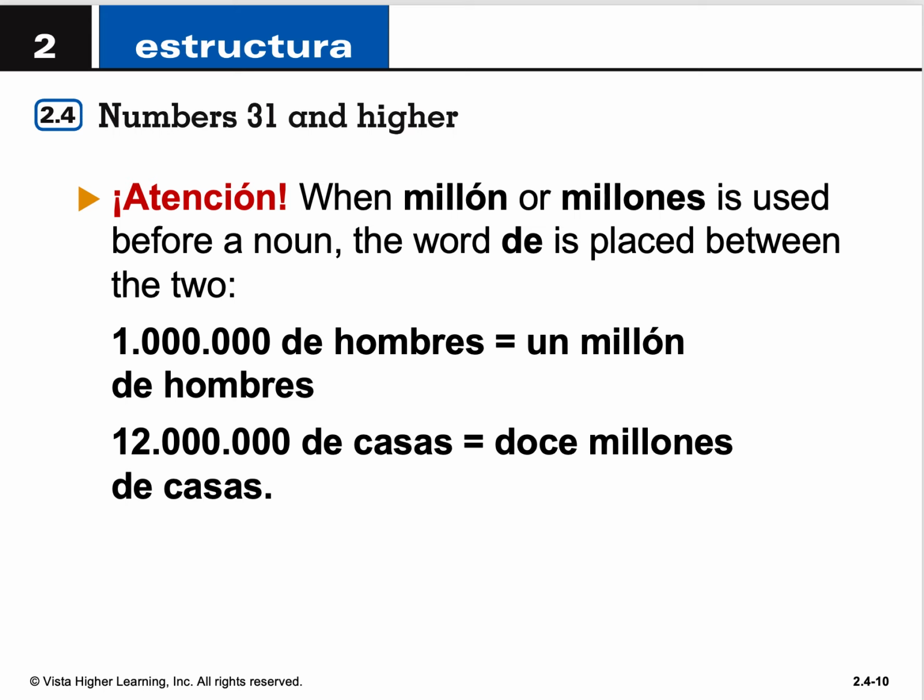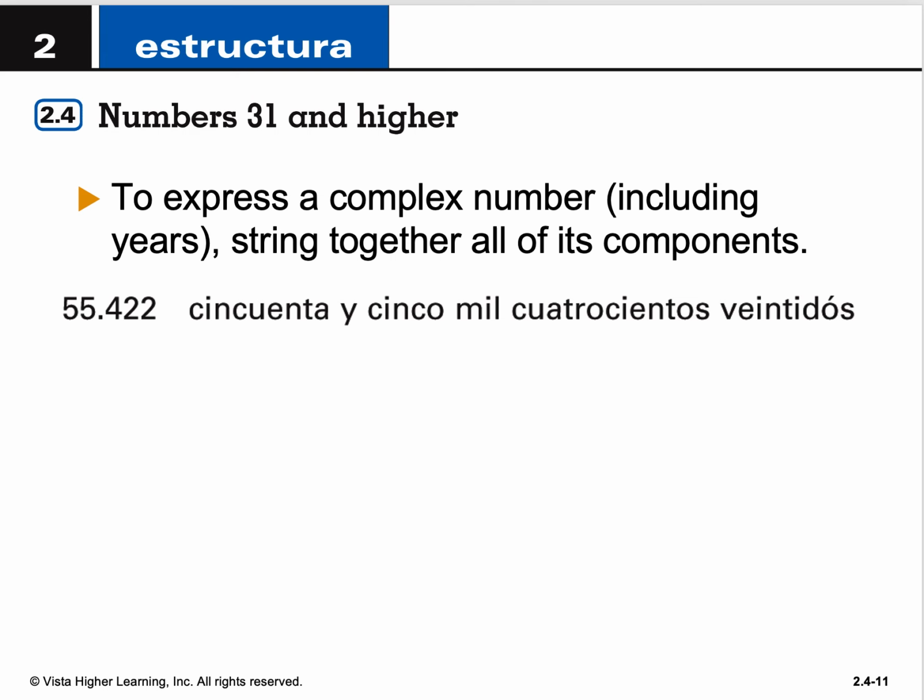Where millón or millones is used before a noun, we have to place the word de between the two things. So I'd have to say there's a million of hombres. So think of that de as the of telling us what there is a million of. What is the object there?